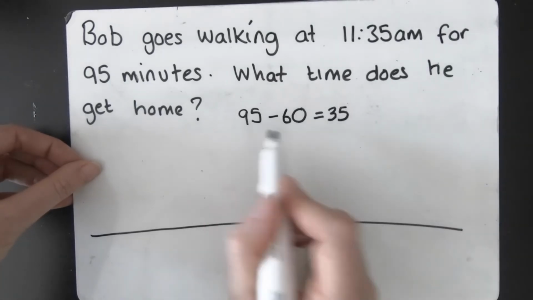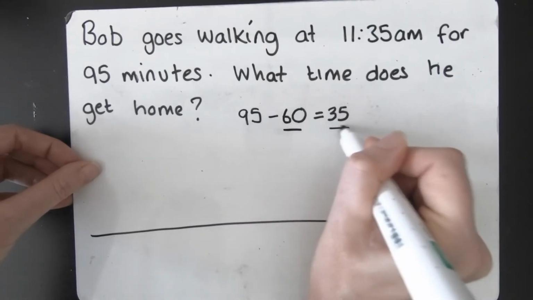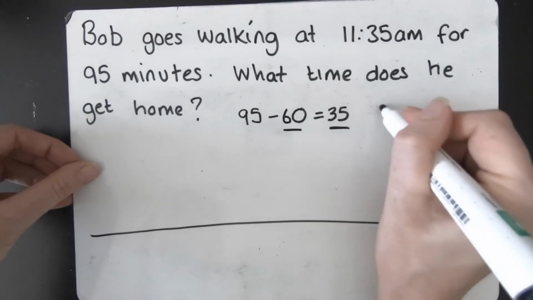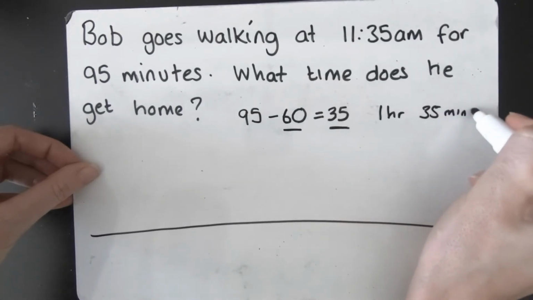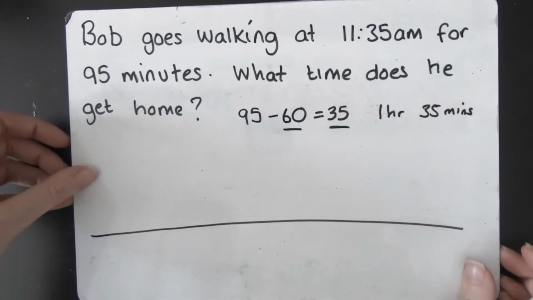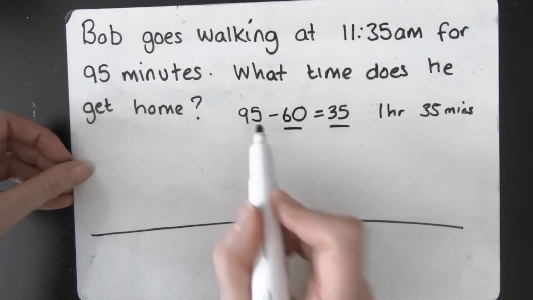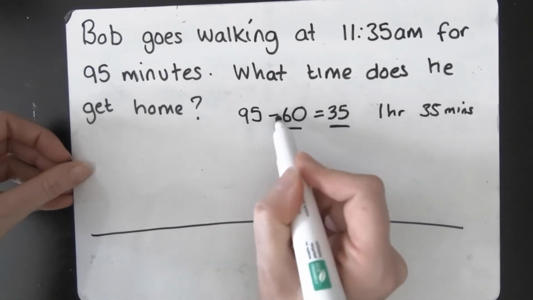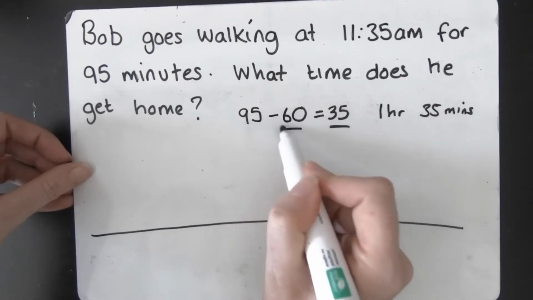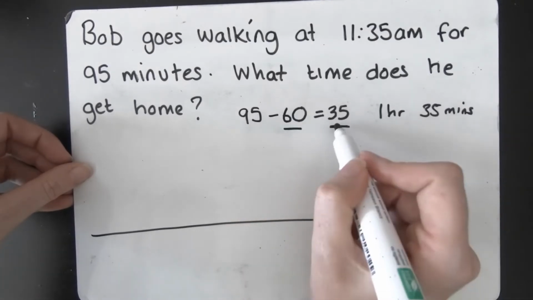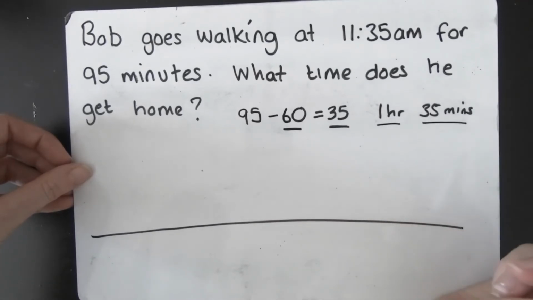Okay, so 95 is actually 1 hour and 35 minutes. That might be a little easier for us now. I've taken that 95 and I've pulled out from it 1 hour. I've pulled out 60 minutes of it and turned it into an hour, and I've got 35 minutes left over. So that's 1 hour and 35 minutes.